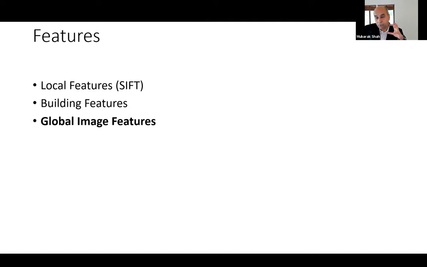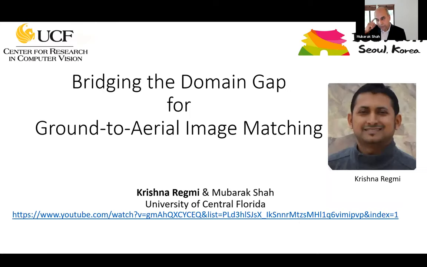Okay, so now the last piece is that we are going to actually get rid of all the local features, SIFT, buildings, anything. We are going to look at global features. And this is purely deep learning end to end. Because in these things, it is still classical computer vision that we have these different steps, and then we have to come up with the descriptor and so on. So now we are going to do global image features. So this is the work we had last ICCV.